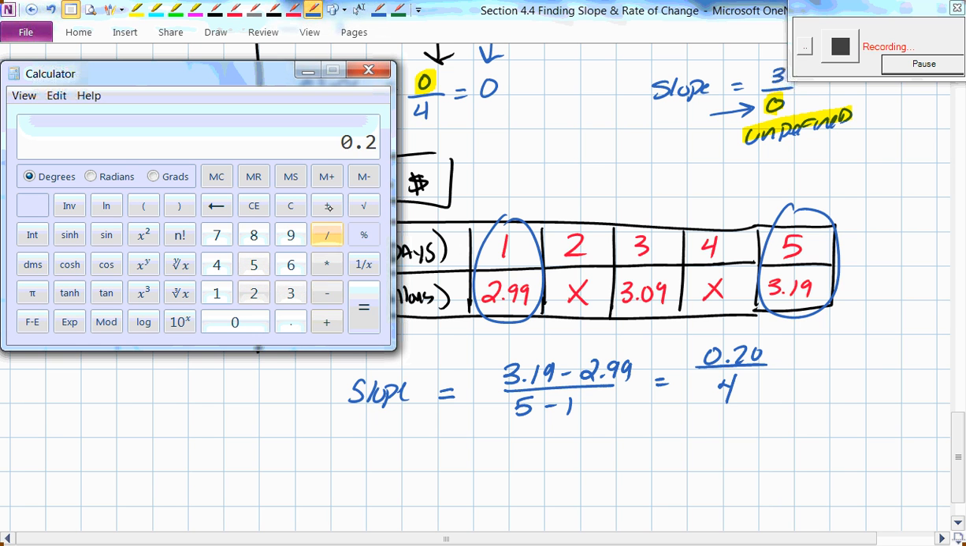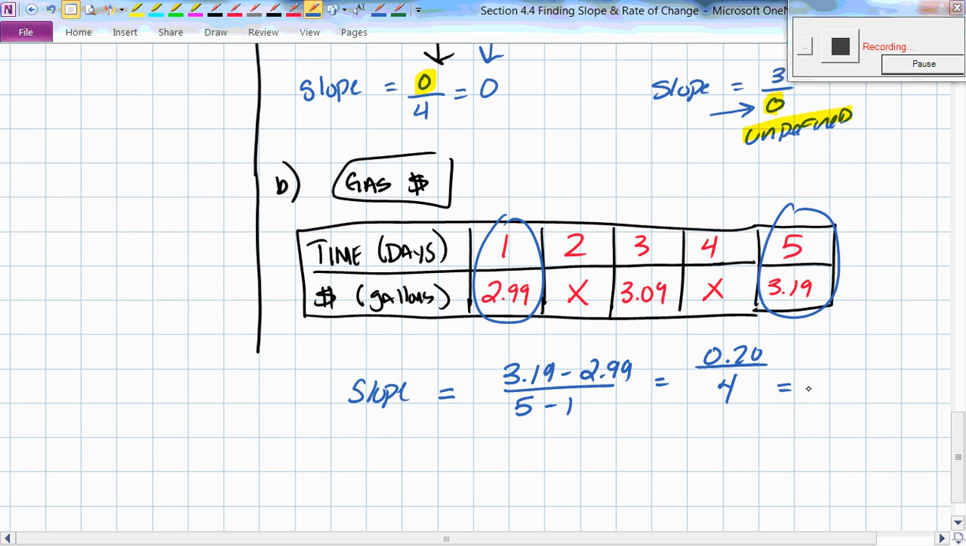Okay, here we go. Let's figure out 0.20 divided by 4. What does that give us? 0.05, right? Equals 0.05, and that's in dollars. Okay, somebody interpret the answer for me. Is that how much gas costs today? No, that's not what that means. What does the 0.05 mean? Remember, we're talking about a rate of change.